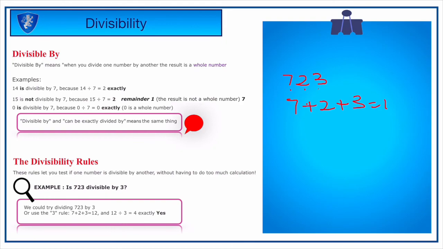Now, is 12 divisible by 3? Does 12 come in your 3 times table? Yes, it does. So this number 723 can be divided by 3 or is divisible by 3. So that's a good example.